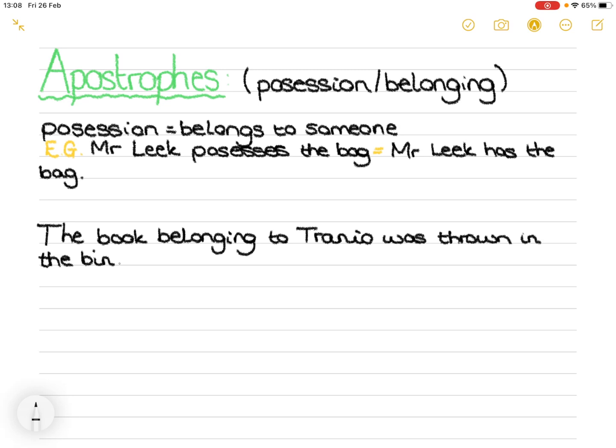So we are going to use a sentence from our text, or at least link into our text. And we have a sentence here that says the book belonging to Tranio was thrown in the bin. So the book belonging to Tranio was thrown in the bin.